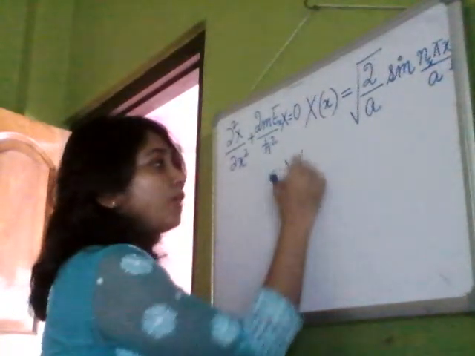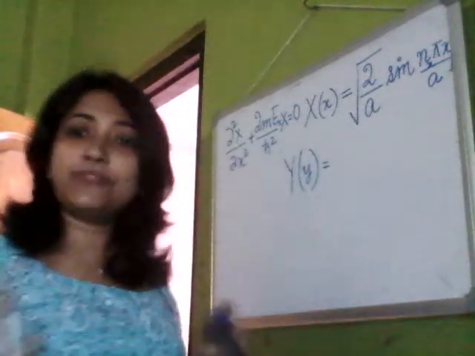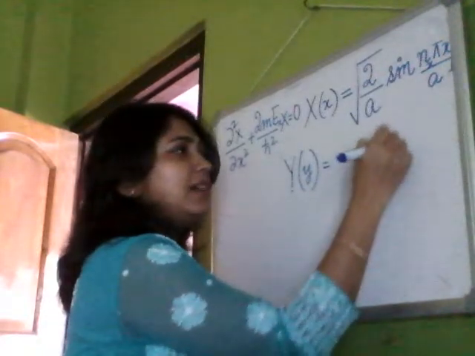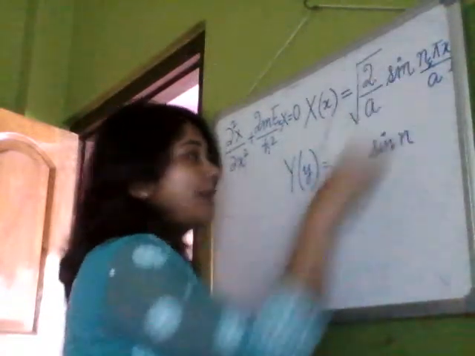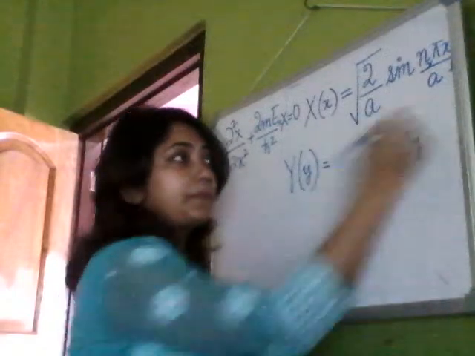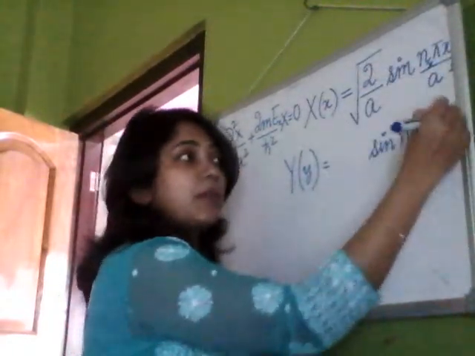So following the same logic, if I now ask you to write down what will be the value of y, can you all tell me? I know all of you can write. I will also have the same sine function. But instead of nx, because I'm writing the y part, I will write it as ny pi. Instead of x, now I will be writing it as y.